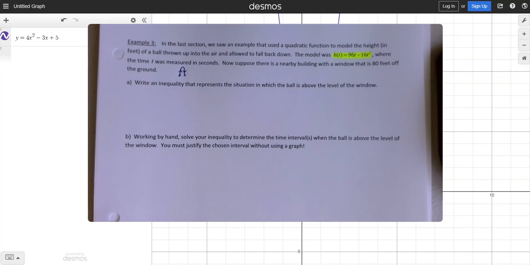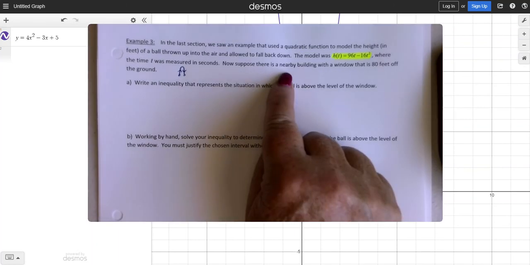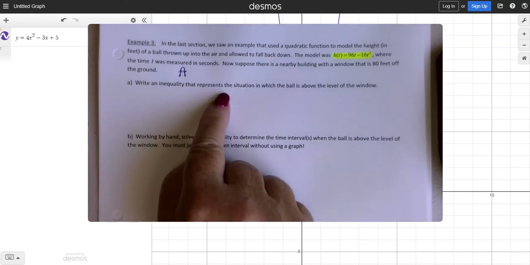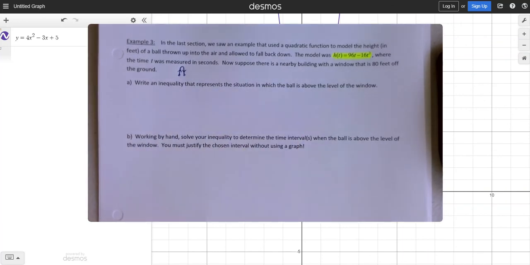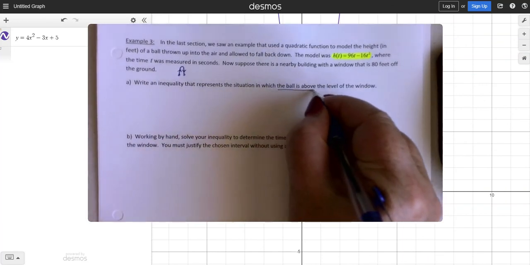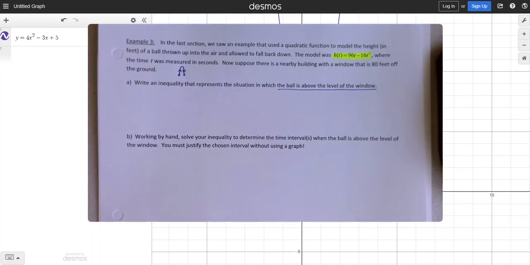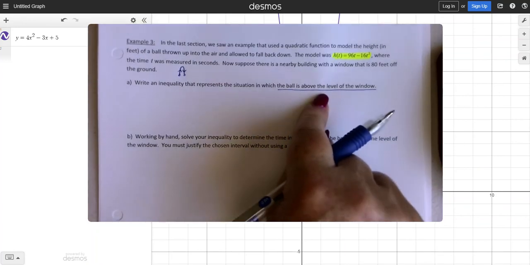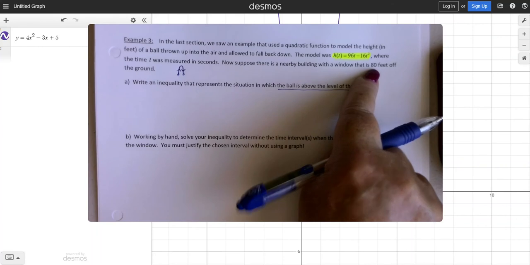Now, this time I'm going to ask a slightly different question. Suppose there's a nearby building with a window that's 80 feet off the ground. Write an inequality that represents the situation in which the ball is above the level of the window. So I need to know, when is that ball at a height that's more than 80 feet?